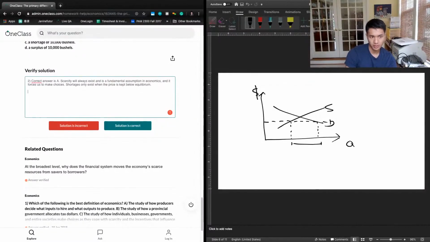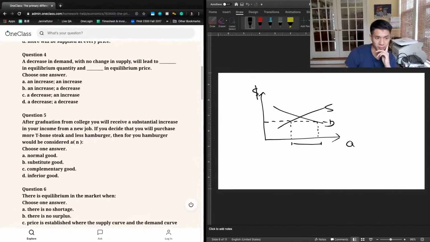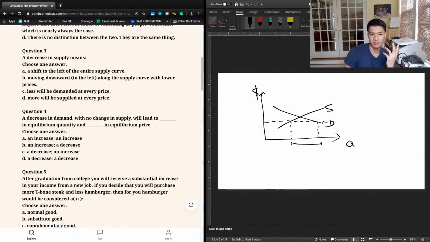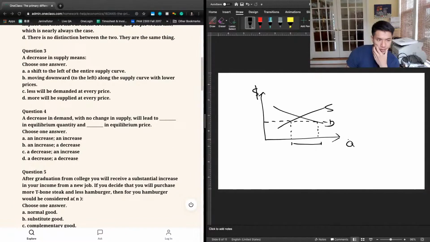Okay, next question, question 3. A decrease in supply means which one of the following? A, a shift to the left of the entire supply curve. B, moving downward along the supply curve with lower prices. C, less will be demanded at every price. Or D, more will be supplied at every price.